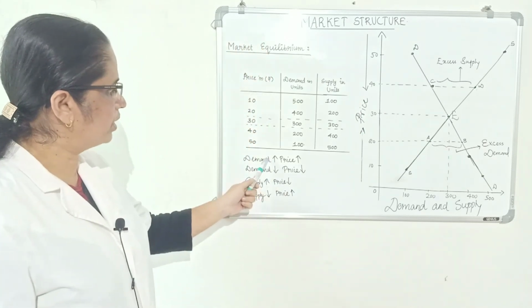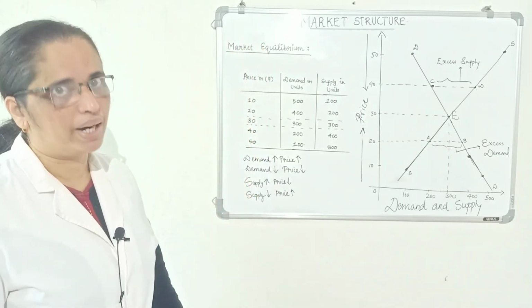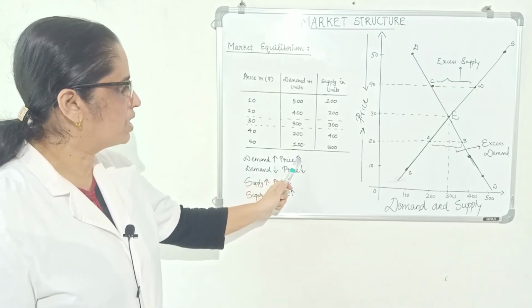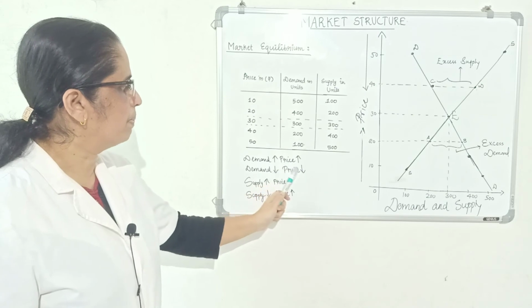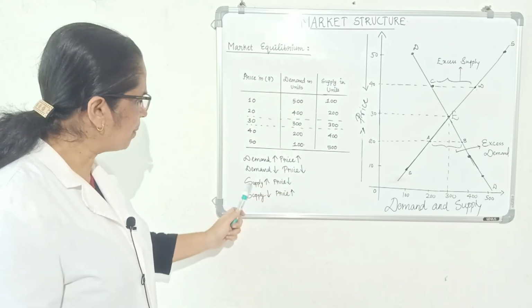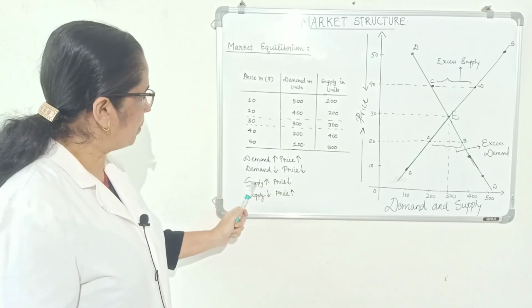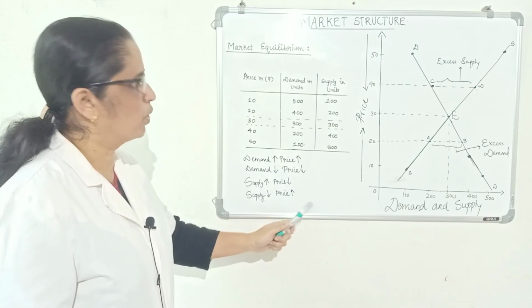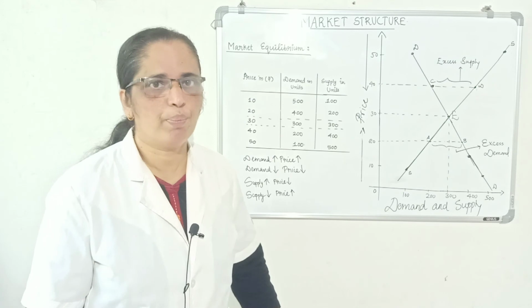So how can you say the market tendencies? Demand, that is requirements. Demand is more, price is more. Demand is less, price is less. Supply means the availability. Supply is more, price is less. Supply is less, price is more. Okay, I hope you follow.